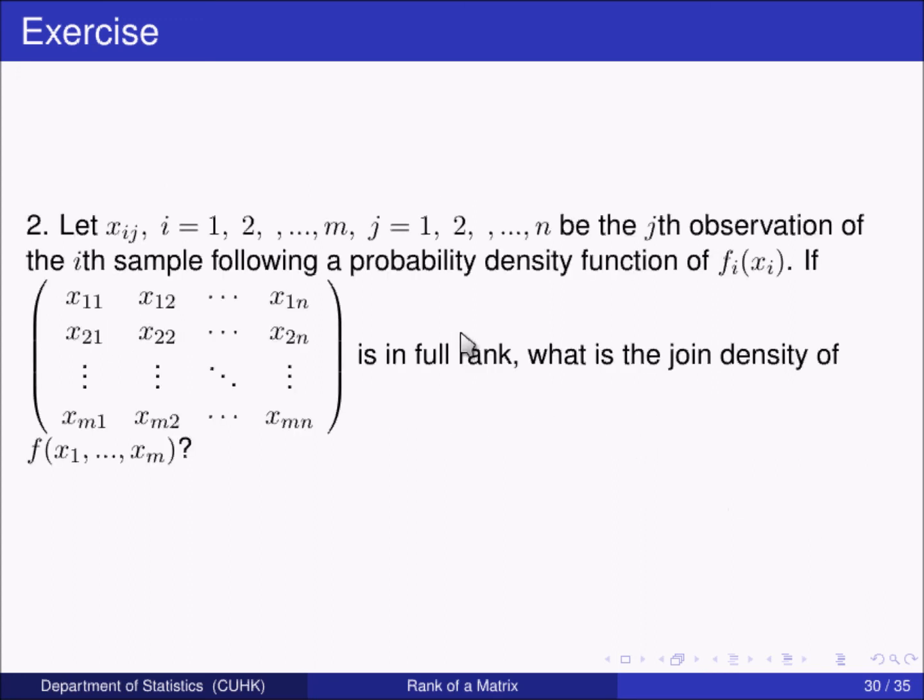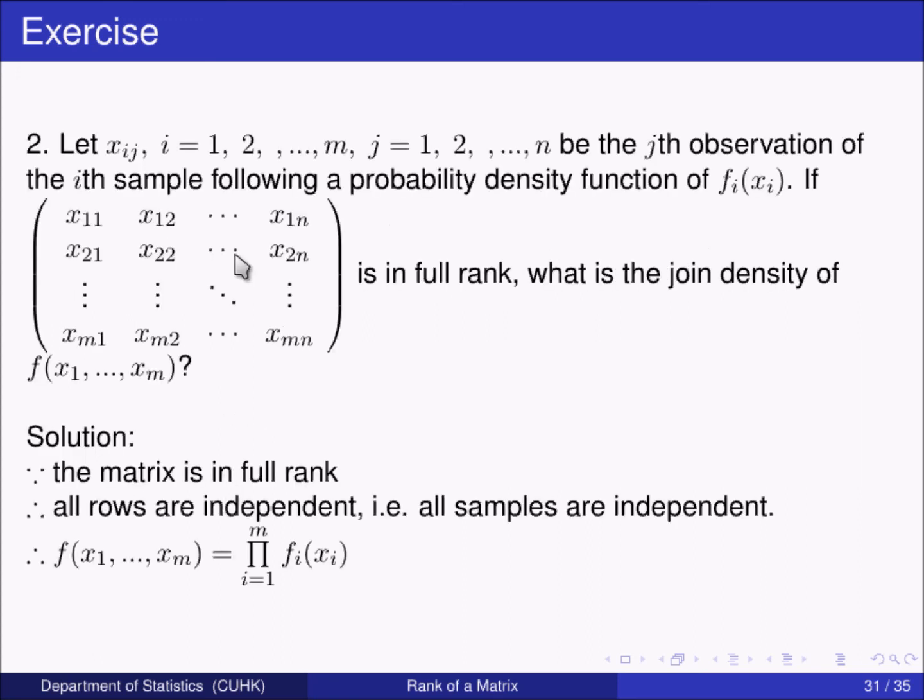Let xij, i from 1 to m, j from 1 to n, be the jth observation of the ith sample following a PDF of fi(xi). This matrix is in full rank. What is the joint PDF of x1 to xm? Since the matrix is in full rank, all rows are independent, which implies that all m samples are independent. We can then find the joint density function by taking the product of the individual PDFs.